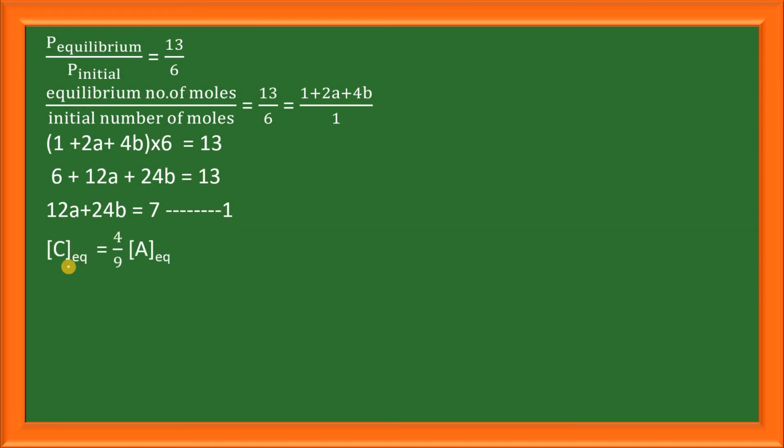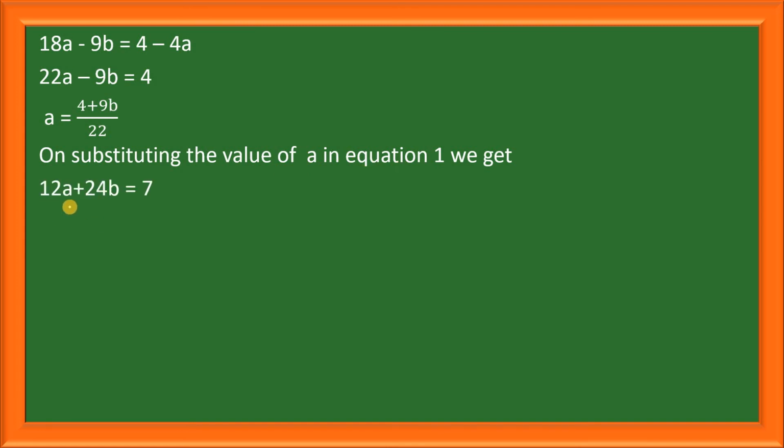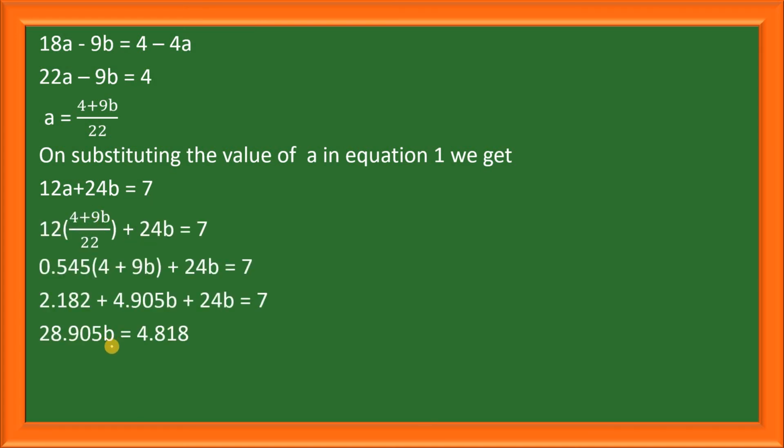Now question में बोला है equilibrium concentration of C is equals to 4/9 into equilibrium concentration of A. From reaction we can say that equilibrium concentration of C is 2A minus B, and the equilibrium concentration of A is 1 minus A. So upon solving this, we get this equation. If we write this in the form of A, we'll get A is equals to 1 plus 9B upon 22. So on substituting the value of A in equation 1, we get अपना equation 1 क्या है 12A plus 24B is equals to 7. तो इसको यहाँ पे A का वैल्यू यहाँ पे सब्स्टिट्यूट करेंगे, देन वी विल गेट B इक्वल्स टू 0.167. तो हमें B मिल गया.